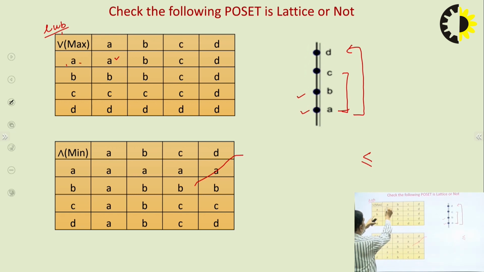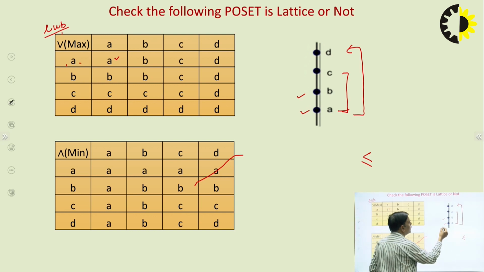Similarly for B comma A, it will be B, B comma B, it will be B, B comma C, it will be C, and B comma D, it will be D. And similarly we can fill all the entries of this table. Similarly, if we have to find out the GLB, then we have to find out the minimum value between two elements.